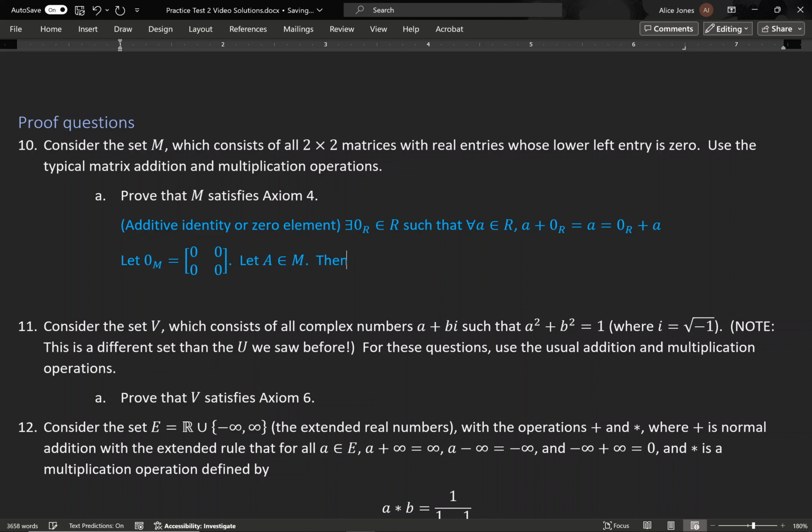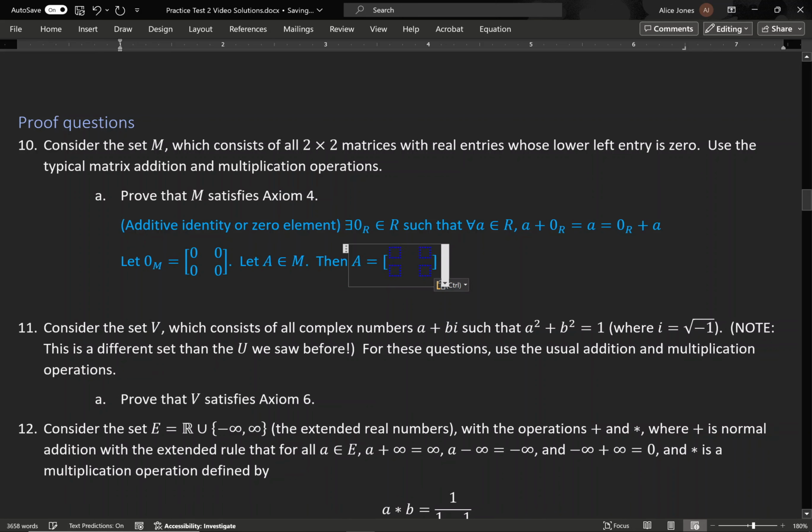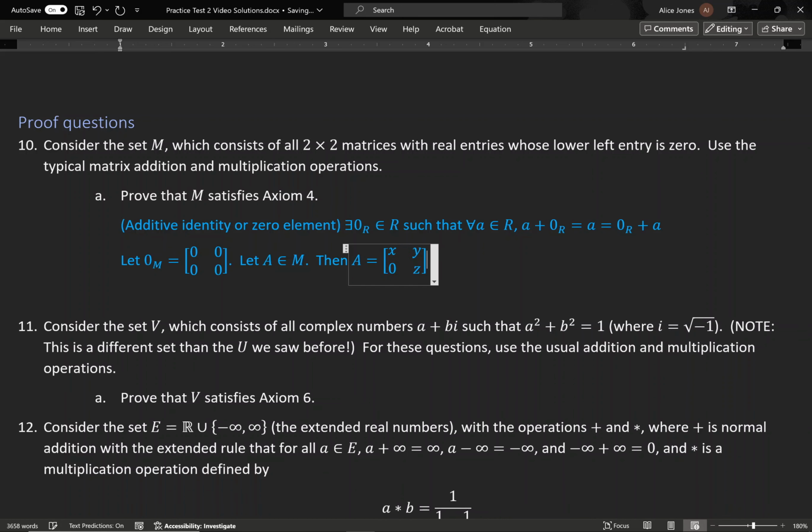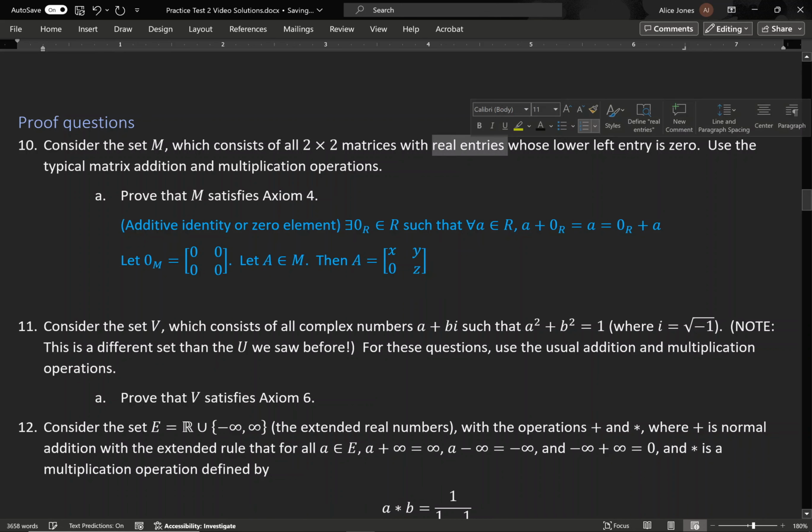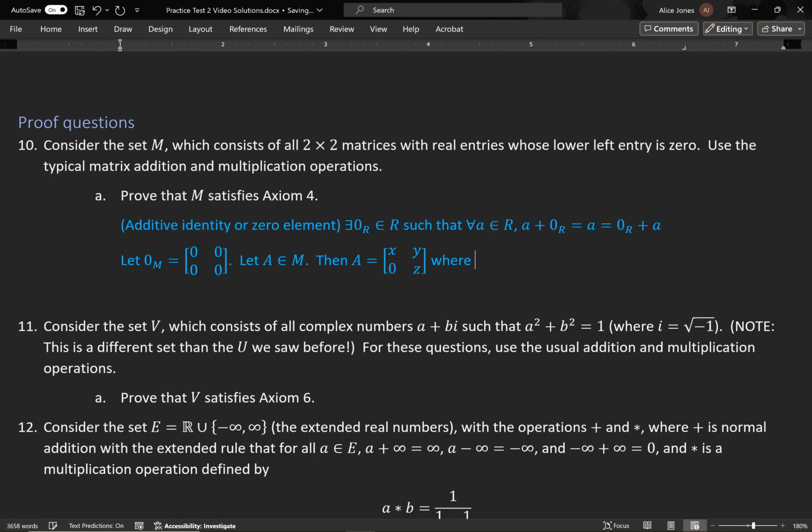Then we know that the form of A is going to be like this. It is a 2x2 matrix where the lower left entry is 0, and we don't know anything else about the other entries, so maybe I'll just call them X, Y, and Z. And those are supposed to be real entries, so I'm going to claim that X, Y, and Z are real numbers. Now I need to show that our 0M and capital A satisfy this equation right here, the three-part equation.